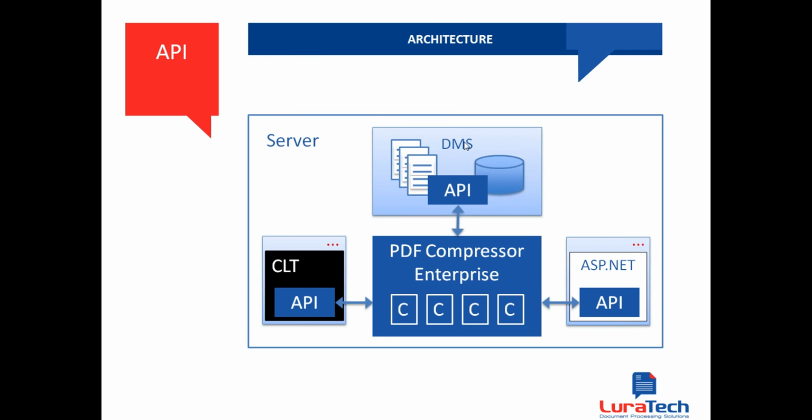I have just named this here DMS and fitted it with the good old database barrel and some documents. So if you have a document management system that in the context of some workflows requires conversion via PDF compressor, of course, you can link that to PDF compressor using the API, and in this fashion directly incorporate PDF compression and conversion capabilities into your document management systems and the associated workflows.